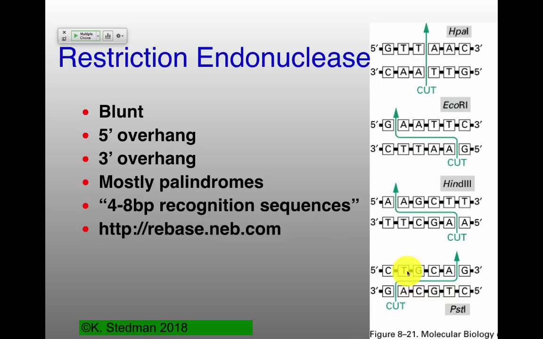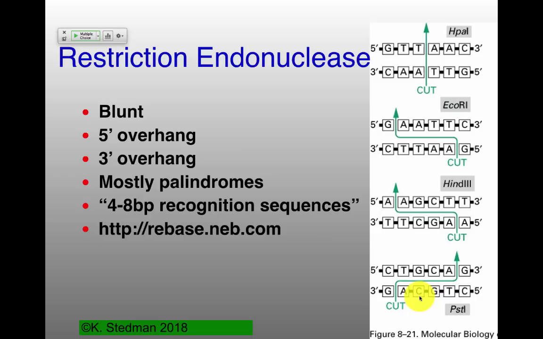In the textbook, they say 4 to 8 base recognition sequences, these palindromic sequences. That's, again, as always in biology, an oversimplification. If you are interested in learning more about this, you should take a look at the link at the bottom of the page, REBASE, the restriction endonuclease database at newenglandbiolabs.com. This is a company that was partially started by one of the people who discovered these restriction endonucleases in the first place, and one of my favorite biotechnology companies.